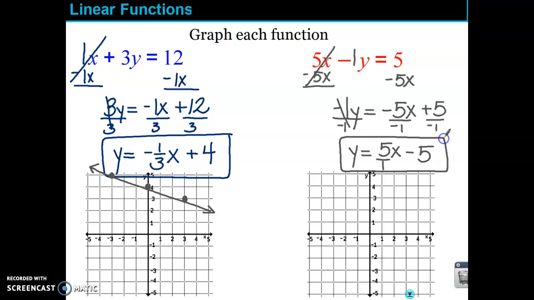So here's our final equation in slope-intercept form. So we can graph it beginning at negative 5 and then count up 5 over 1, up 5 over 1. So that's a pretty big slope. 5 is a bigger number, so it makes the slope or the line steeper.